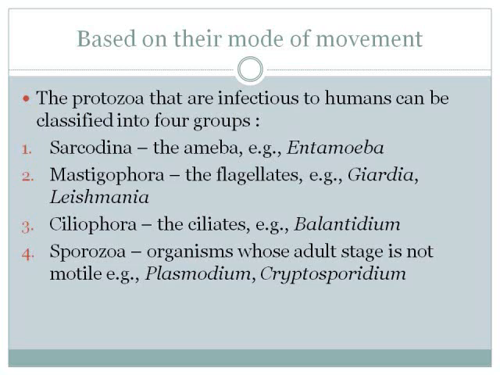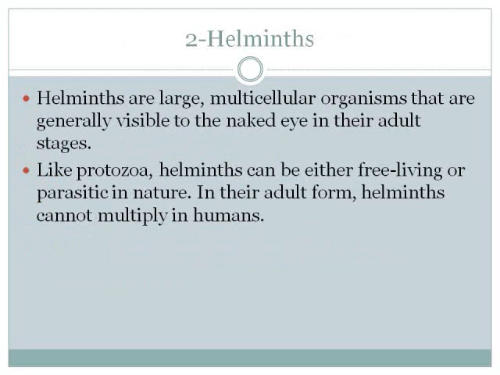The second important parasites are helminths, and they are large and multicellular. Well, we call them microorganisms. They're not microorganisms, but they are classified in microbiology, and they can be visible to the naked eye, especially in their adult stages. Some of the cyst forms and egg forms are, of course, difficult for us to see with the naked eye. They can be either free-living or parasitic. In adult form, they cannot multiply in humans. That's another thing you have to keep in mind for most of the helminths.